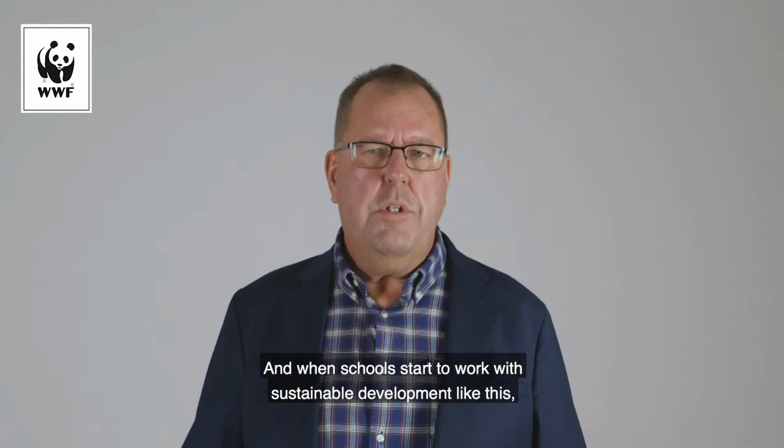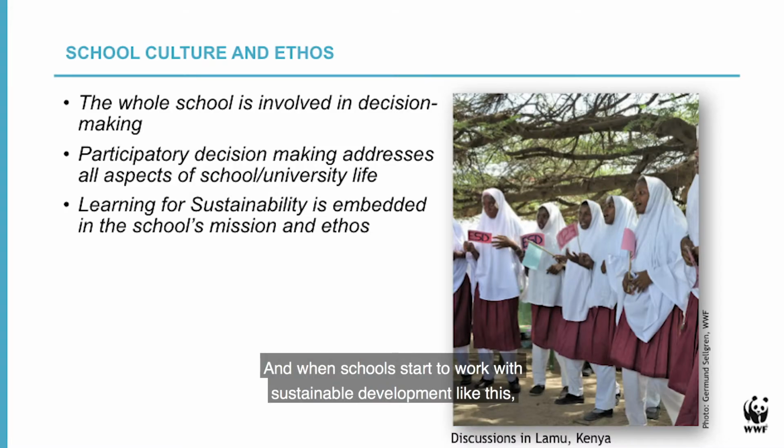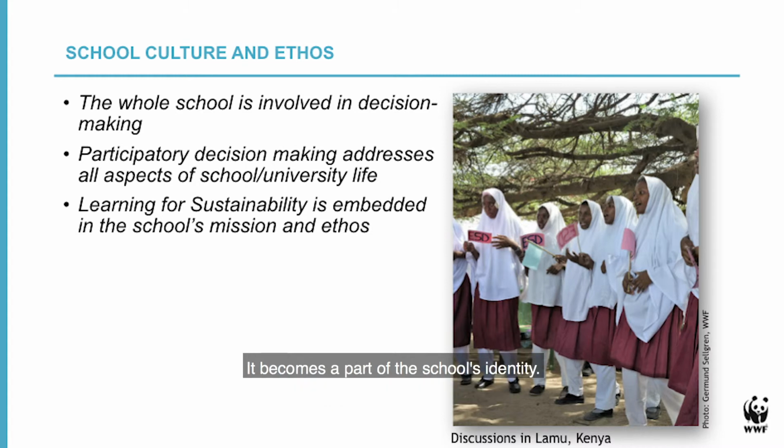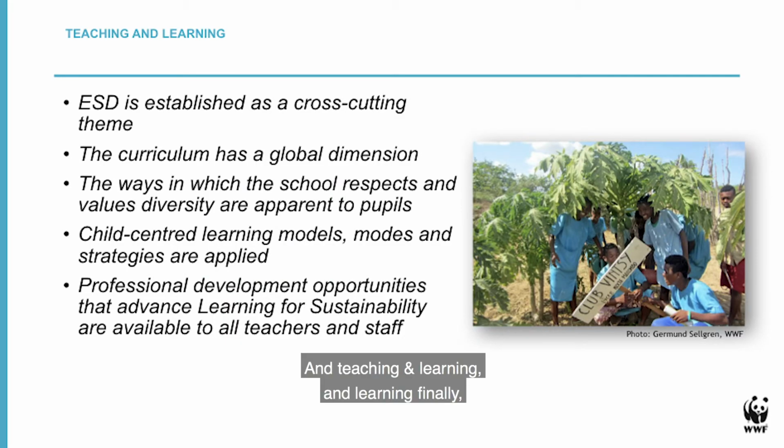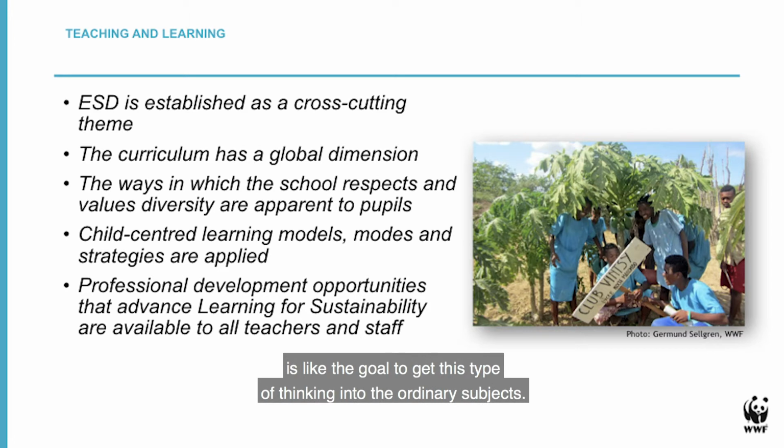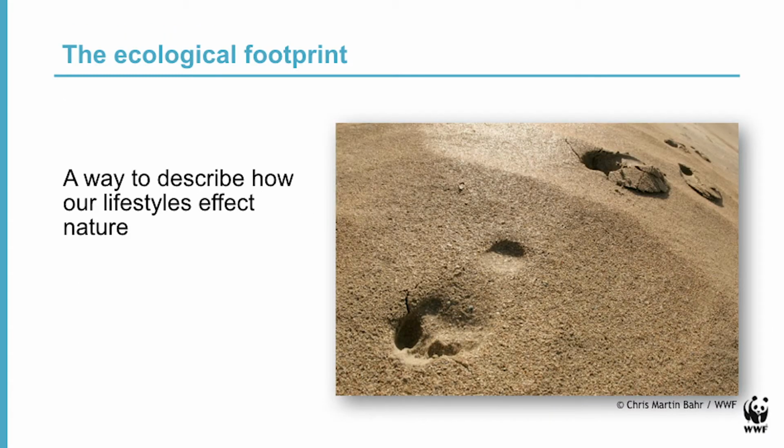And when school starts to work with sustainable development like this, it becomes quite quickly a part of the school culture and ethos. It becomes a part of the school's identity. Monitoring and evaluations are cycles of planning, acting, observing, reflecting, and revising to develop a good practice, a better practice. And teaching and learning, finally, is like the goal to get this type of thinking into the ordinary subjects. So it's a child-centered learning model, modes and strategies are applied.